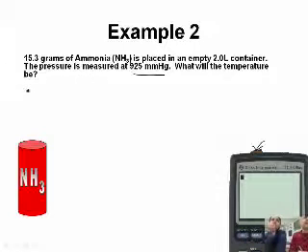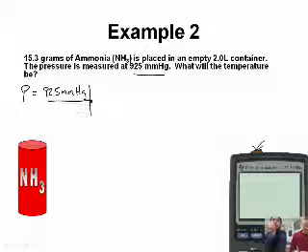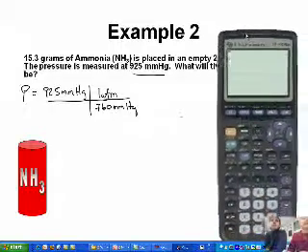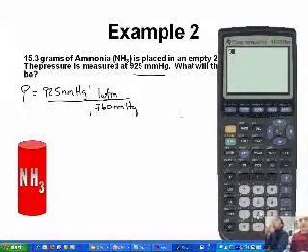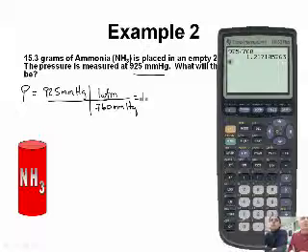We've got 15.3 grams. Let's do the P and stuff first. PV equals nRT. What's P? 925 millimeters of mercury. That's not the right unit. We've got to convert that to atmospheres. Remember, there are 760 millimeters of mercury in 1 atmosphere. So 925 divided by 760 gives me 1.22. So we've got 1.22 atmospheres.